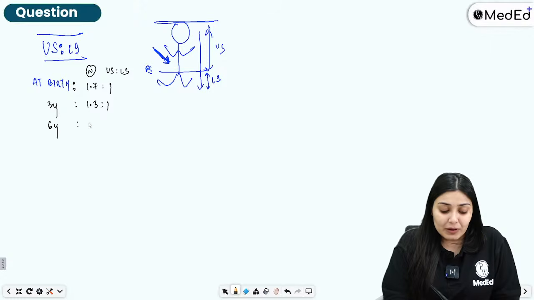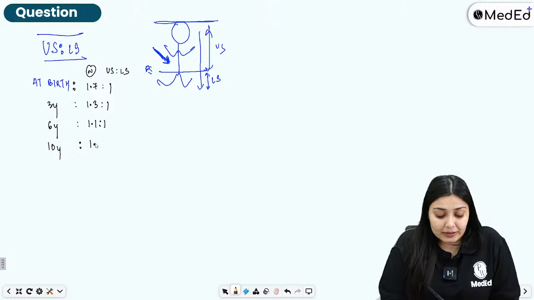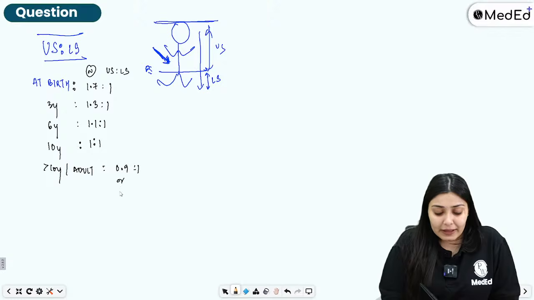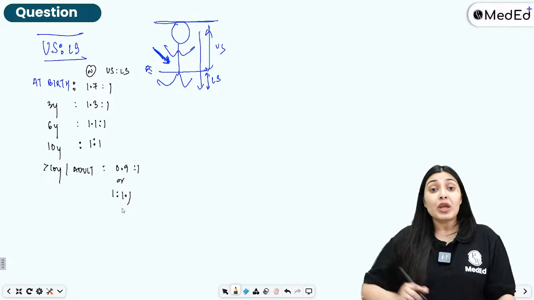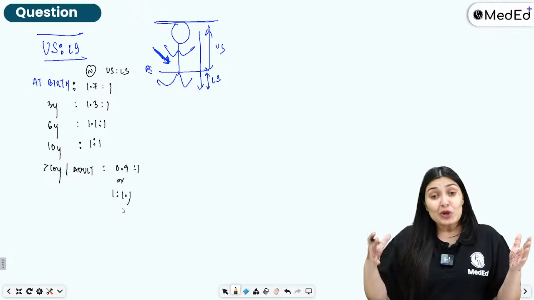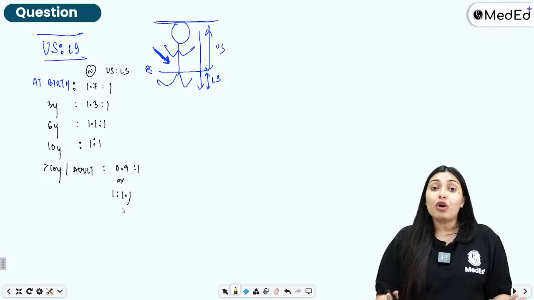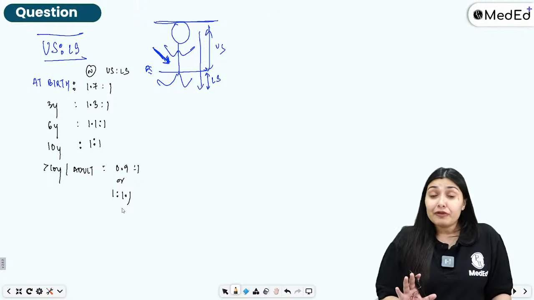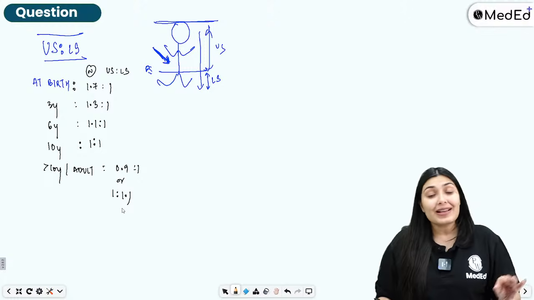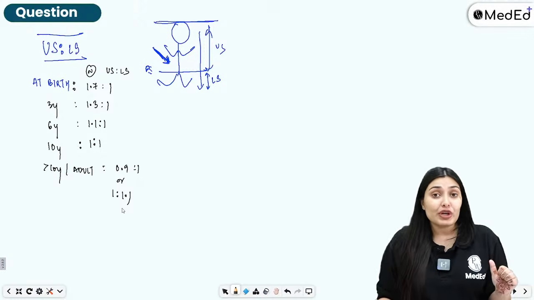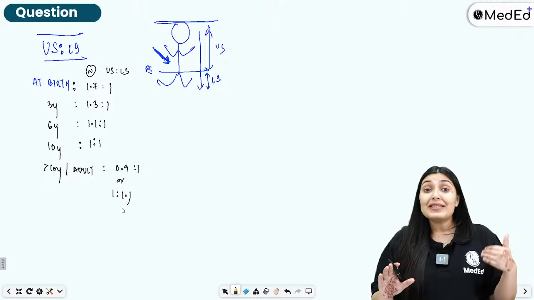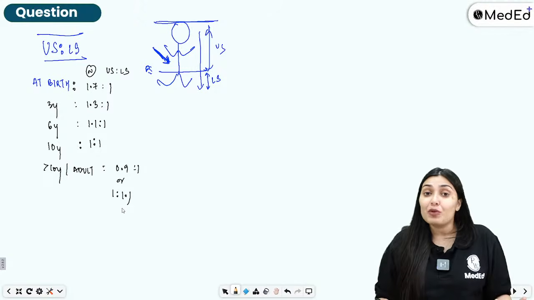At 3 years of age, it becomes 1.3:1. At 6 years of age, it becomes 1.1:1. And as the child approaches 10 years of age, it becomes close to the adult ratio, 1:1. After that, the adult ratio is achieved, that is 0.9:1, or it can also be written as 1:1.1. So as the child grows, the lower segment grows, so this ratio decreases. This is the normal ratio. If a child with short stature has a normal ratio for that age, this is a proportionate short stature. But if the ratio is either high or low, that would be a disproportionate short stature.